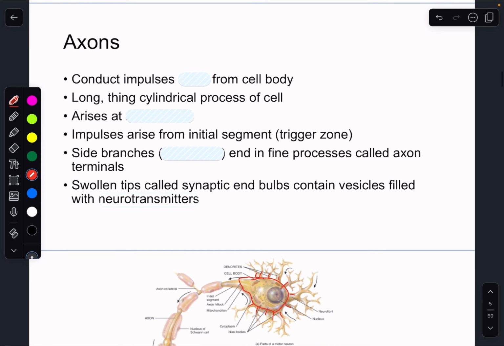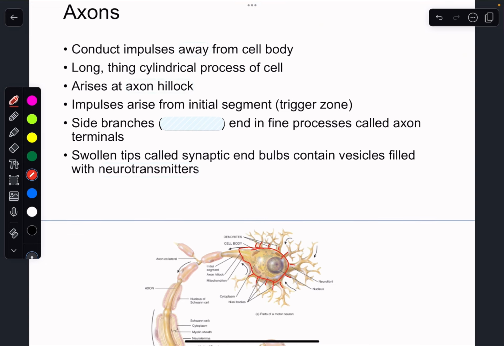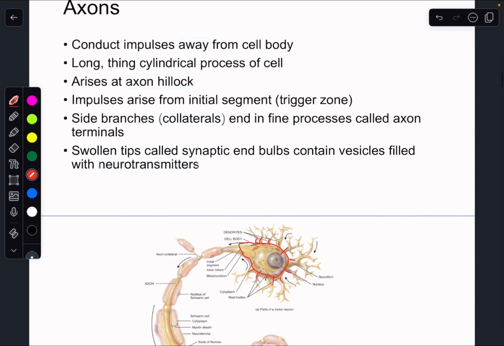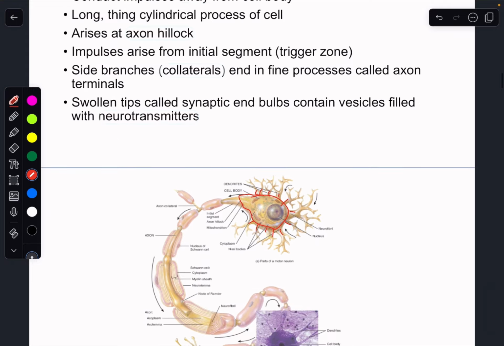Okay, axons. Axons conduct impulses away from the cell body. They are long, thin, cylindrical processes of the cell. They arise at the axon hillock, and impulses arise from the initial segment or the trigger zone. Axons also have side branches, also known as collaterals, that end in fine processes called axon terminals. The swollen tips called synaptic end bulbs contain vesicles filled with neurotransmitters.